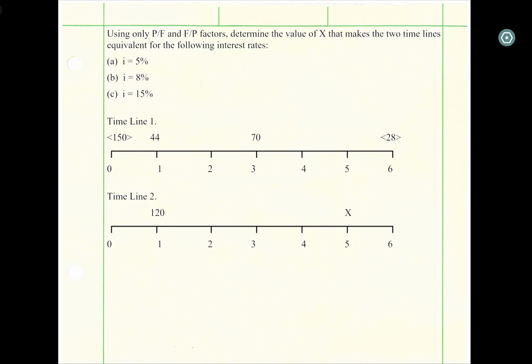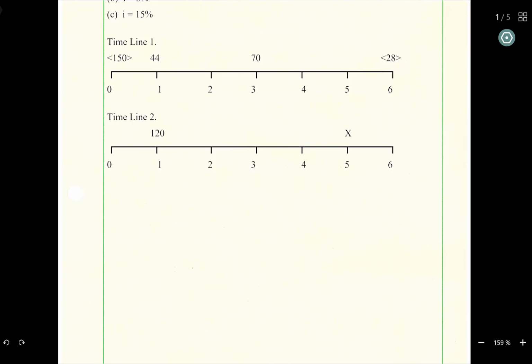In order to compare the two timelines, however, they must be compared at either the same point in time, the present, the future, or spread out over the same period of time, such as a uniform payment series. My approach to this problem is to bring everything back to time 0 and determine the present value of timeline 1, and similarly do the same thing for timeline 2, bring it back to a present value. These new equivalent timelines can then be set equal to each other.